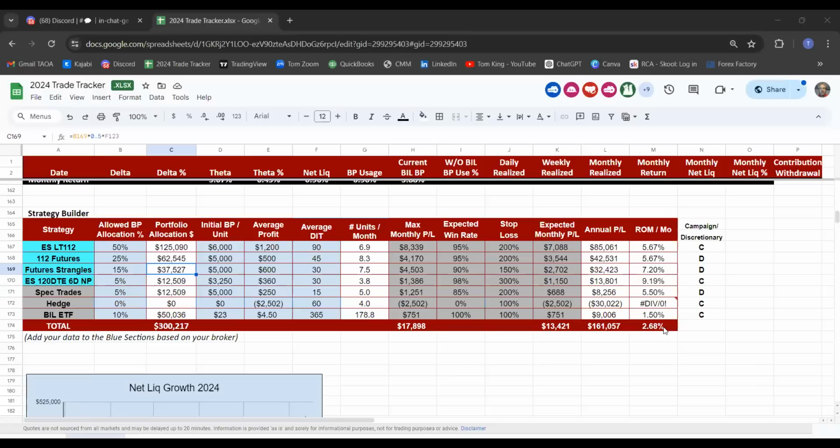Now, we know that at 3% a month, we double an account every 2 years. And we also know that at 2% a month, we double our account every 3 years. So if I wanted to double my account in 10 years, then I would obviously be looking at something along the lines of maybe 1.5% a month or something like that.